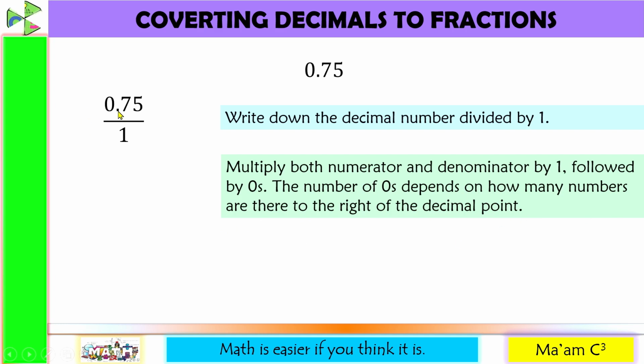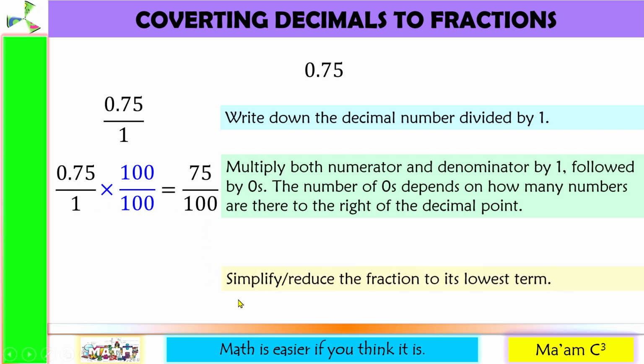Here is the decimal point. Let us count the numbers to the right of it. We have 1, 2. So it means we're going to multiply this by 1 followed by 2 zeros. That is 100. We're going to do the same thing in the denominator. So 0.75 times 100. Since we have 2 zeros here, this decimal point will move 2 places to the right. So this is equal to 75. And 1 times 100 is equal to 100.